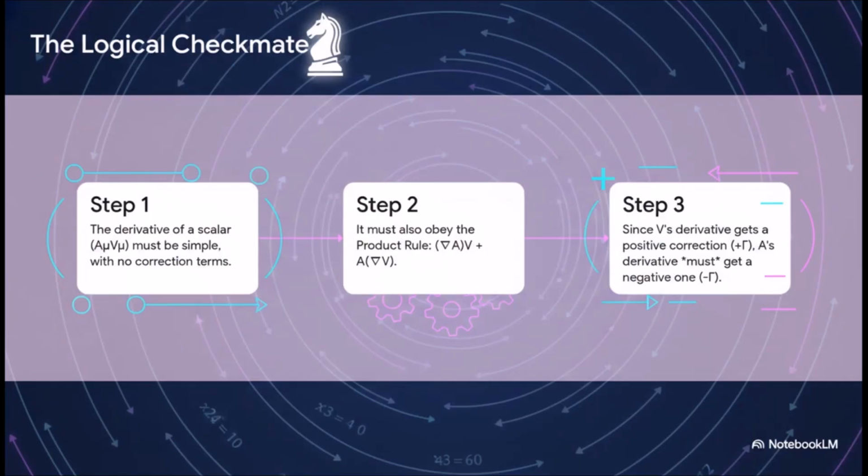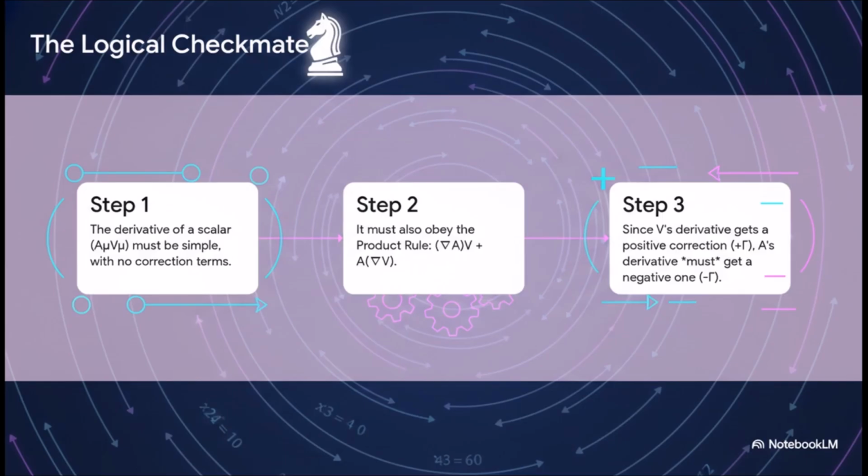And this leads to a logical checkmate. Let's just walk through it. Step 1. Since our combined object is a true scalar, its derivative has to be simple. It can't have any of those messy correction terms. Step 2, but we also know a basic rule from calculus, the product rule. To find the change of two things multiplied together, you have to account for the change in each part separately.